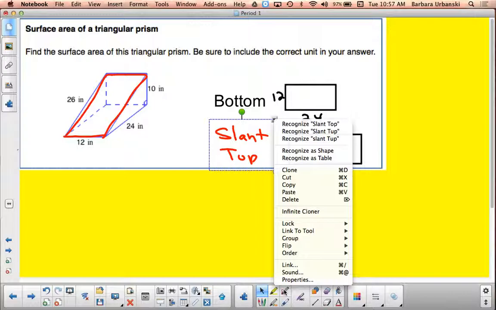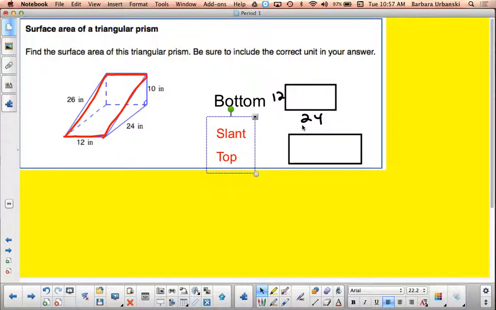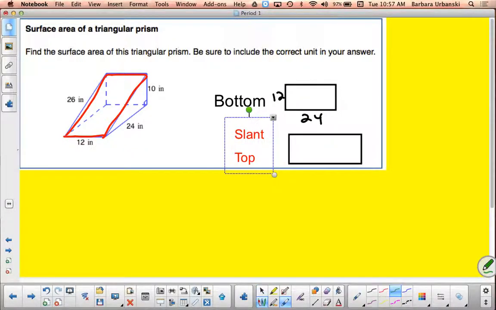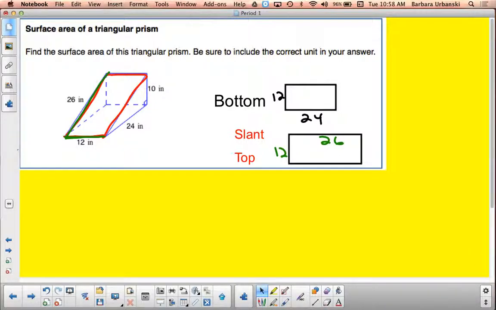And if I take a look at this slanted top, I would be able to look and say, well, gee, this shorter side is going to be 12 inches. I'm going to mark a 12. And then this long length is going to be 26. So now I just took care of another face of my triangular prism.